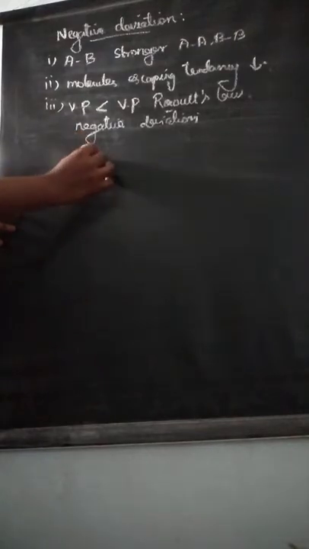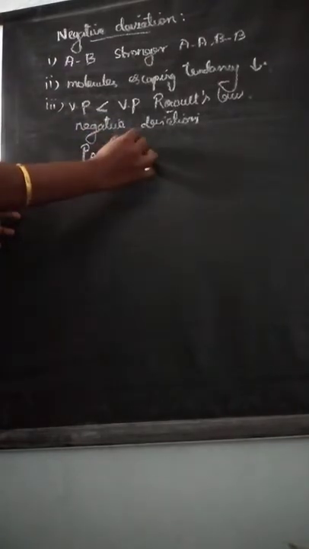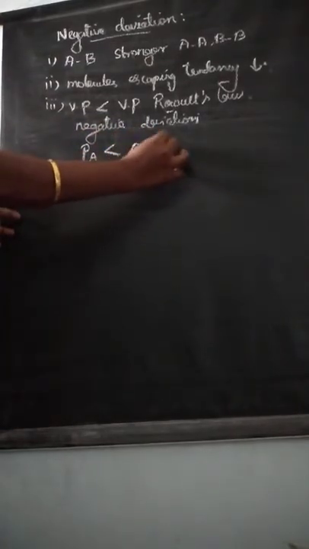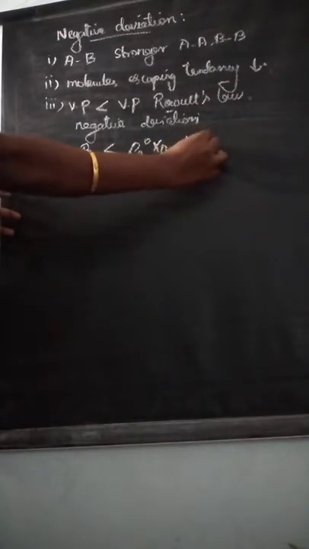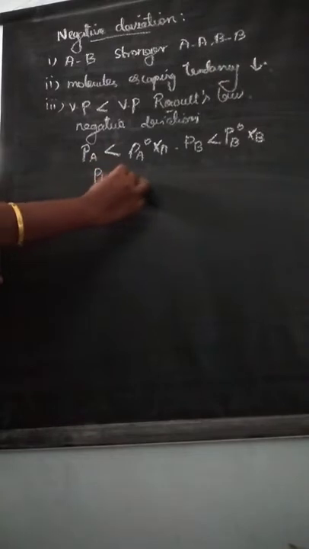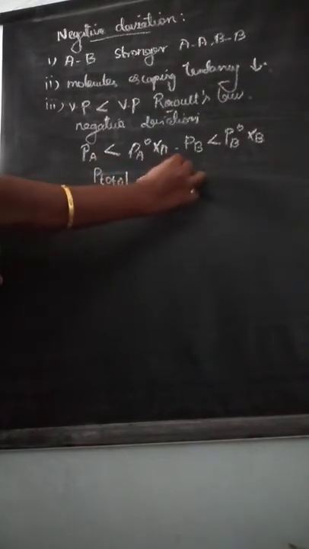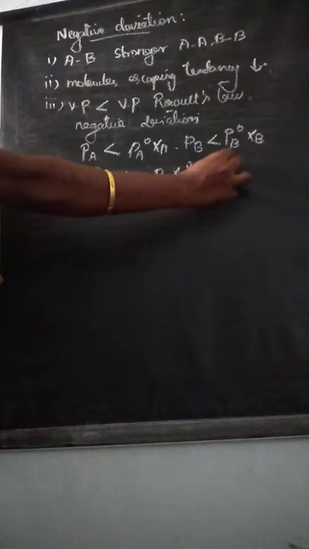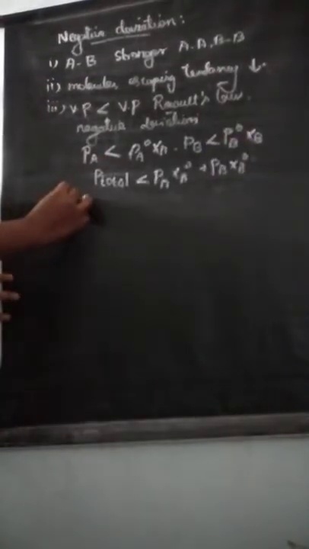Understand? So now we can explain the negative deviation formula. In negative deviation, PA is lower than PA naught into XA. In the same way PB is lower than PB naught into XB. So P total is lower than PA naught XA plus PB naught XB. Understand?